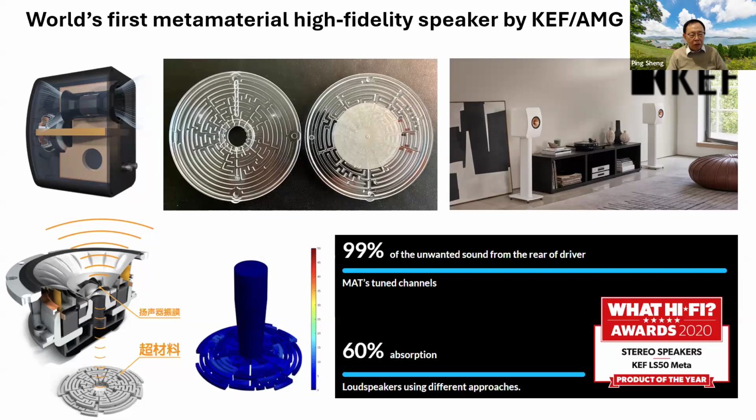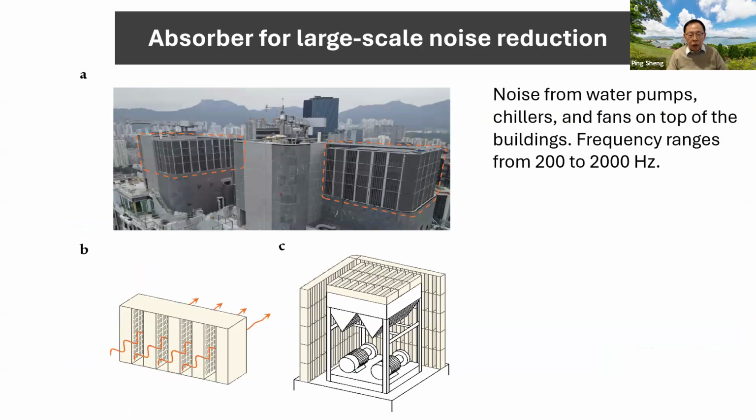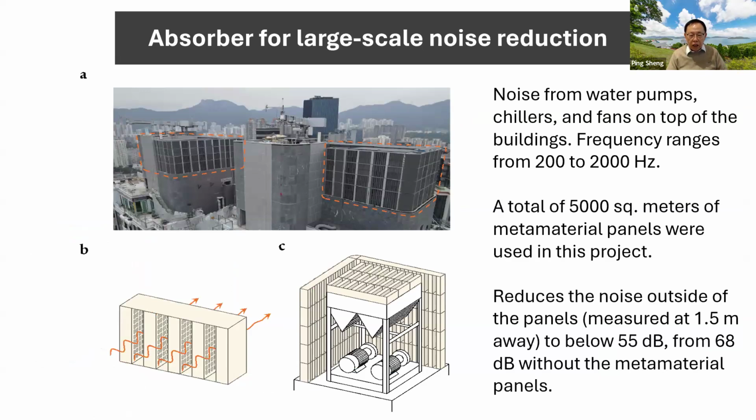Okay, so this you can say is a very small scale. So here is a large scale application. These are the buildings in Hong Kong. So on the top floor, they put all the pumps, fans, chillers, everything on top, and they can generate a huge amount of noise. The frequency range is from 200 to 2000 hertz. So in this particular application, a total of 5,000 square meters of metamaterial panels were used in this project.